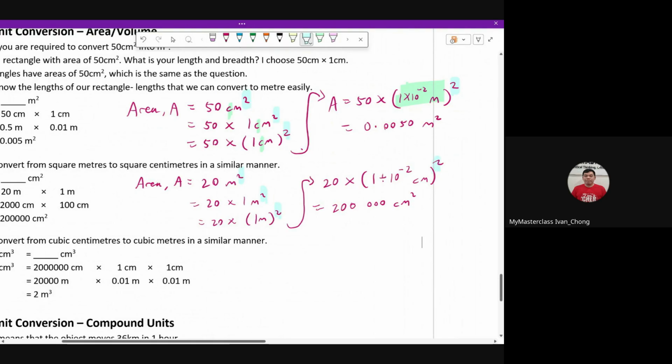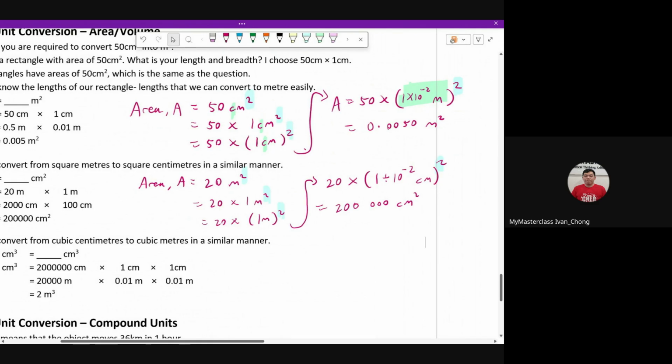Okay, now why do we take out the 20 in the front and the 50 at the front? Because these 20 and 50 are just the amount. What we want to change is the unit itself. So we don't include your 20 inside your squared brackets, because if you put it inside, it has a different meaning altogether. So we don't do that. We will separate them separately.